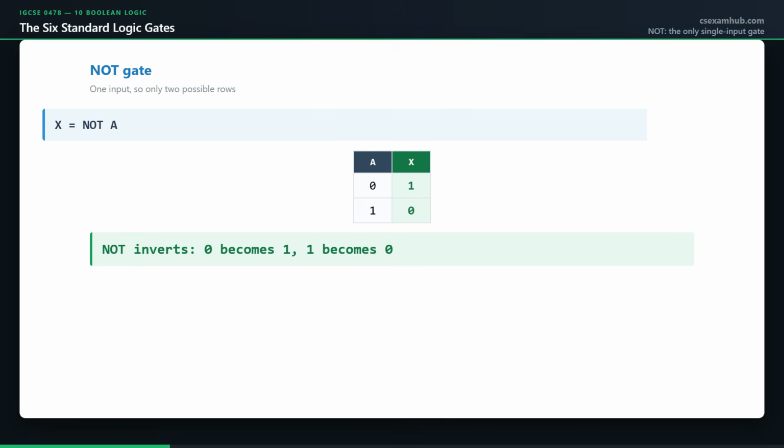It is sometimes called an inverter for that reason, and on a circuit diagram it is drawn as a triangle with a small circle on the output. That little circle is worth noticing now, because it is the symbol for inversion generally. You will see it again on NAND and NOR, and it always means the same thing. Whatever this output would have been, flip it.